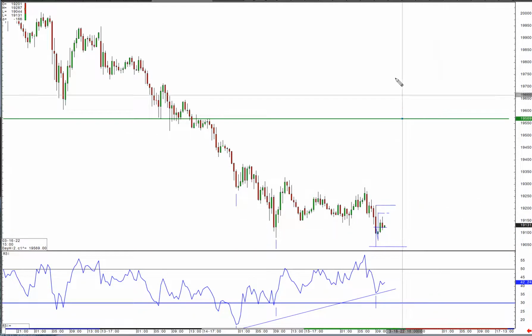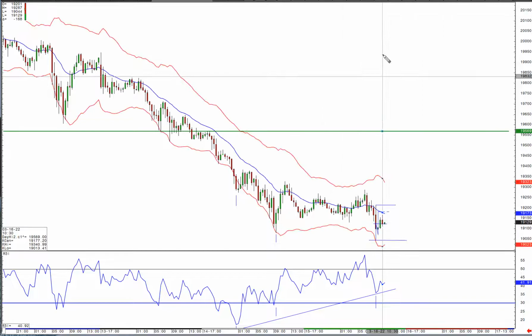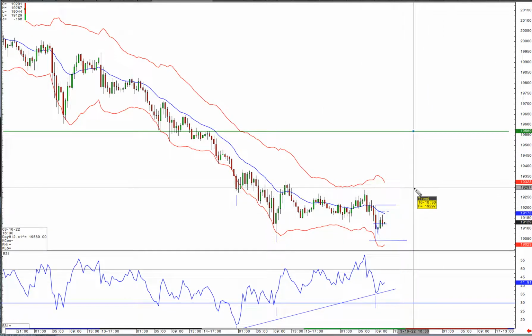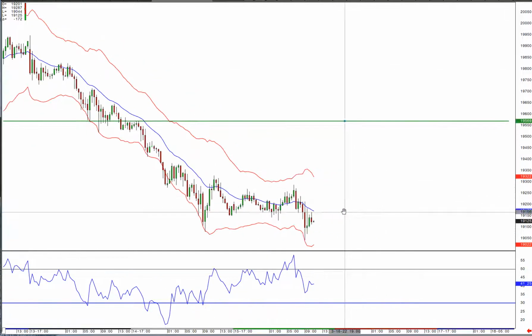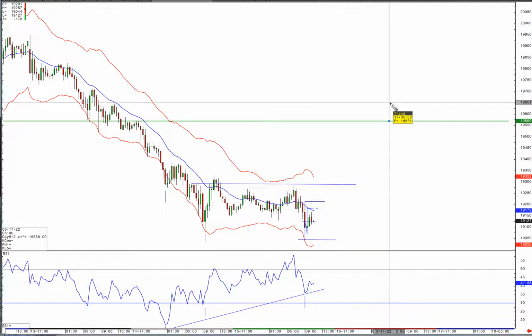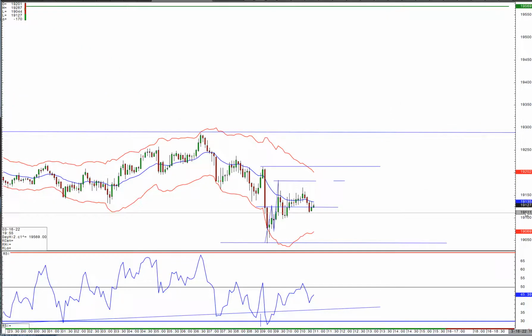Even on the 30-minute, if we kind of aim towards the top of this formation, we're looking at 1929. So there should be a play to catch a few bucks at the very least. But again, with FOMC, do you really want to be holding that through an announcement?